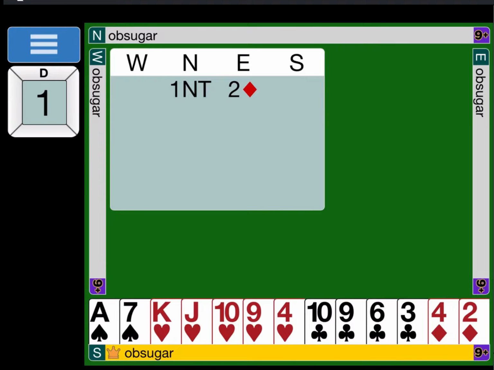We want to invite, right? And we want to show our heart suit. So we need a way to do that. We know that we can't do it with 2 hearts because 2 level bids are to play. We know we can't do it at the 3 level because 3 level bids are game forcing. So what we need is a third way to hearts.